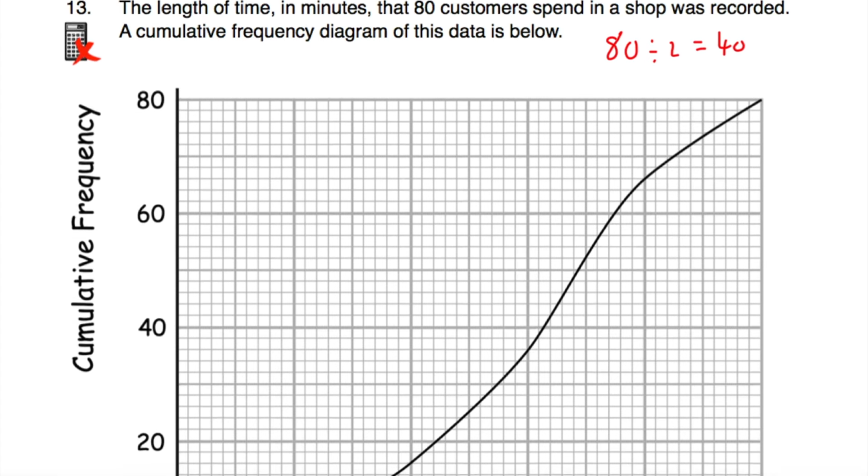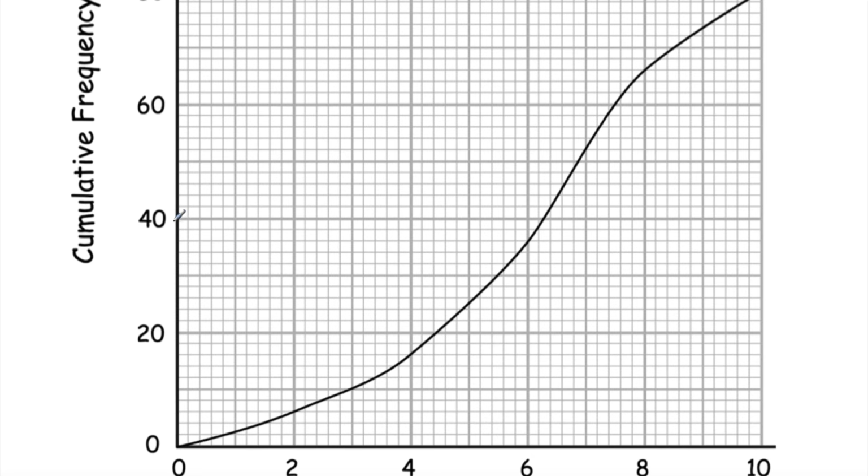So we're going to go to 40 in terms of the cumulative frequency. We're going to go to 40 here, go across and down, and then read off that number, and that'll be the median. So let's do that. Let's get our ruler and pencil and go to 40.